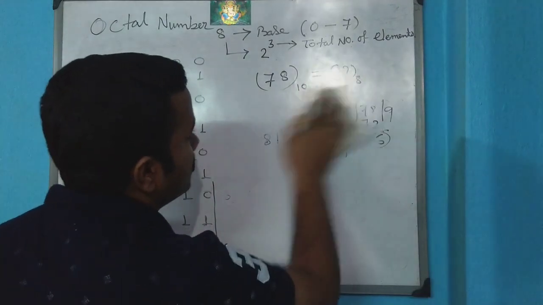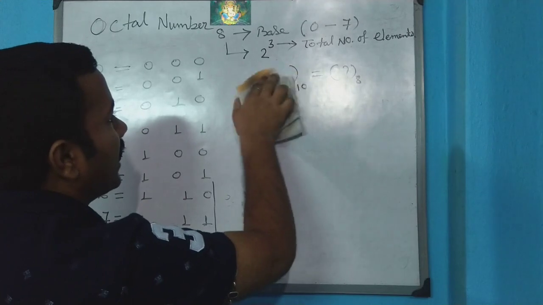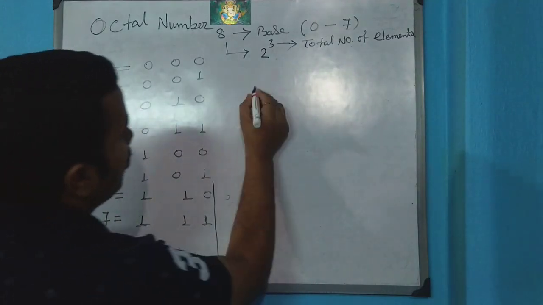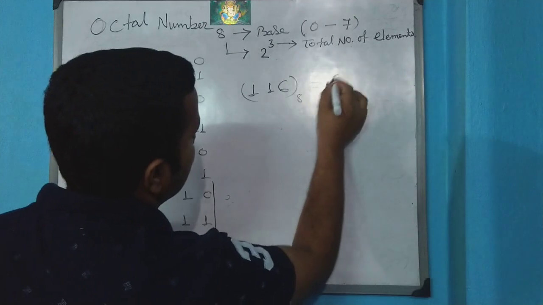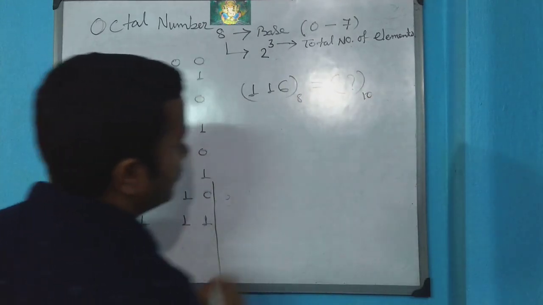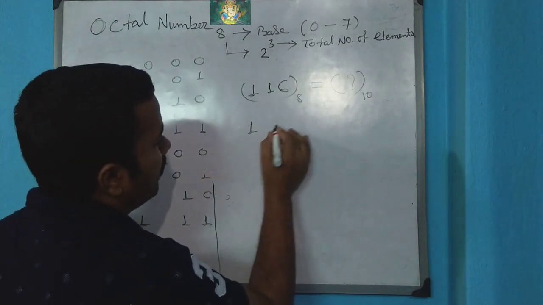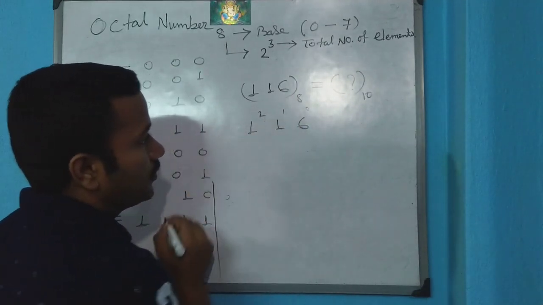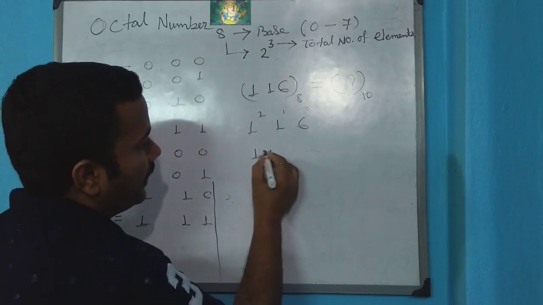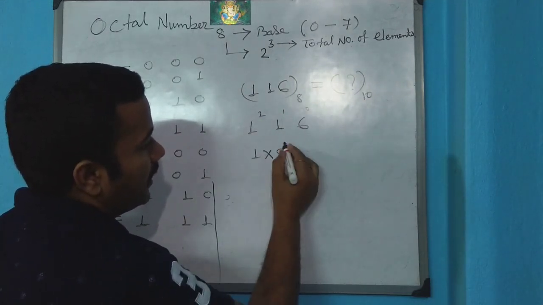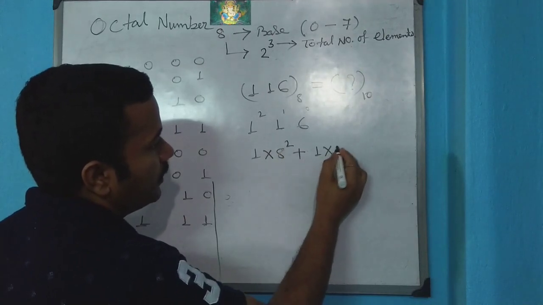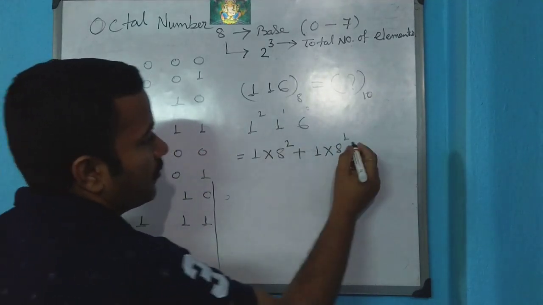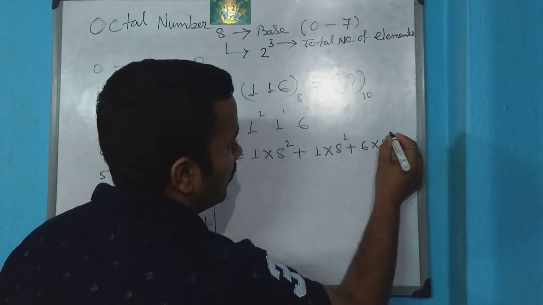Now the same process, we are converting 116 in base 8 to base 10. The same process but in the other direction. 116 has a total of 3 digits, that means positions 0, 1, 2. So 1 into 8 to the power 2, plus 1 into 8 to the power 1, plus 6 into 8 to the power 0.